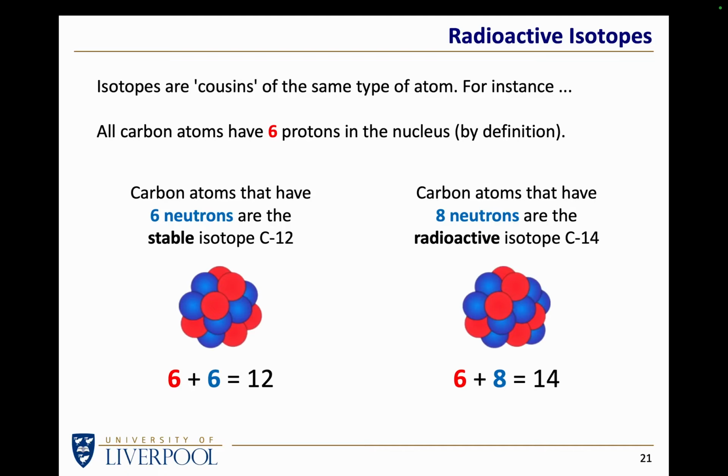But if it has more neutrons, for instance, if it has 8 neutrons, then 6 plus 8 equals 14. So that's what we would call carbon-14. And I'm not going to take an aside, but you're aware of the fact that carbon-14 is used in radio dating because carbon-14 is radioactive.